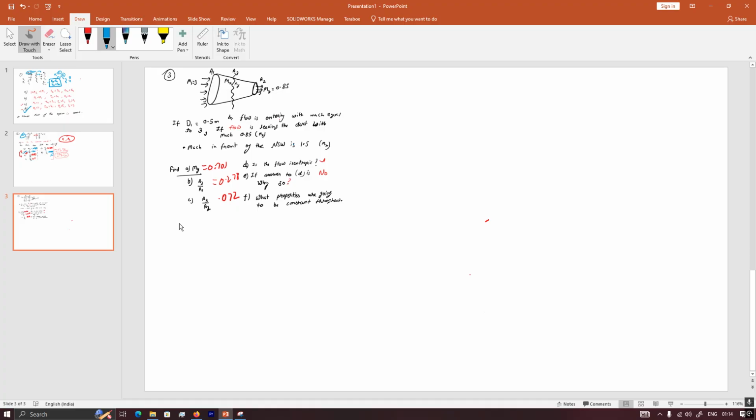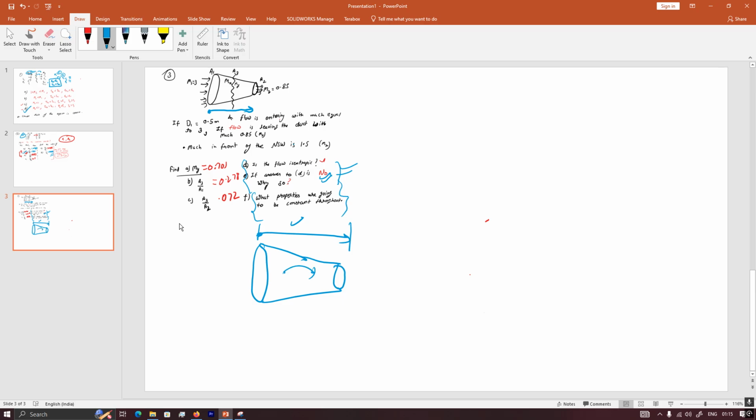So now let's see, if the answer to D is no, why so? We have given the reason. So these two questions are completed. Okay. So what properties are going to be constant throughout? It is talking about throughout. So it is taking the whole duct and asking what properties will remain constant from the inlet to the outlet, even after crossing a normal shock wave.